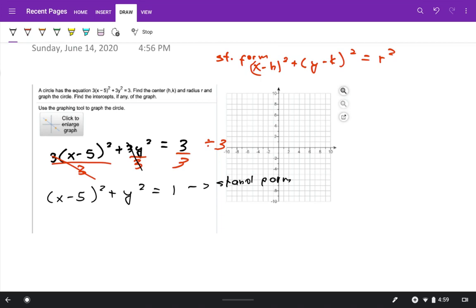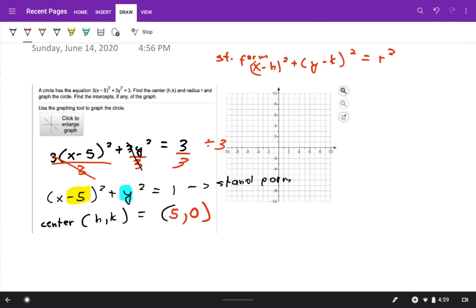So we have a standard form, so that means the center (h, k) will be: to find h, you're checking what you have next to x, which is negative 5, so take the opposite, so it's going to be 5. For k, you're checking what you have next to y. Since y is by itself, k has to be 0.